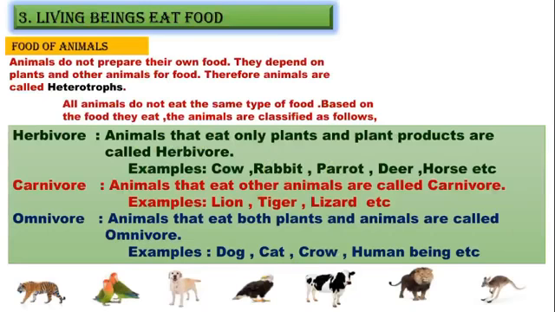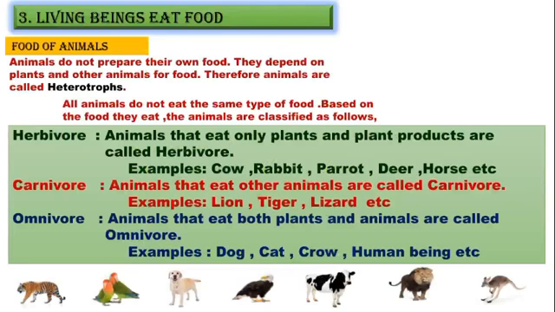Children, why are animals called heterotrophs? Because they depend on animals and plant food. They do not prepare their food by themselves. Okay. So based on food, we can divide the animals into three types. What are those? Herbivore, carnivore and omnivore.